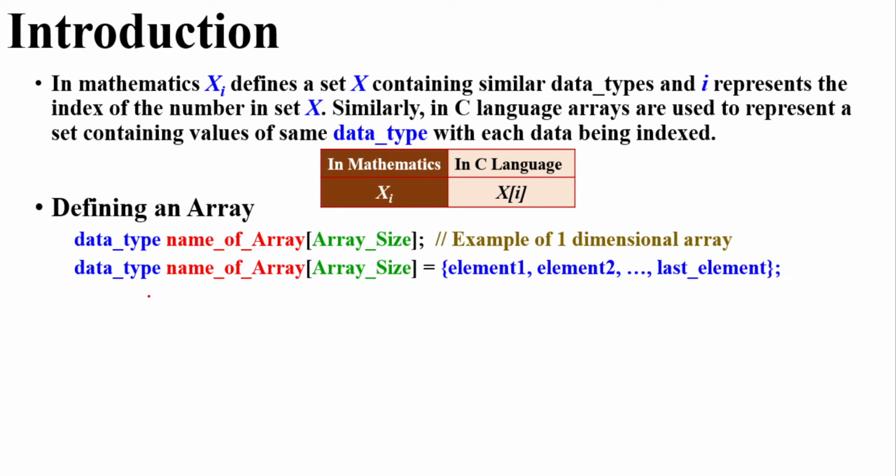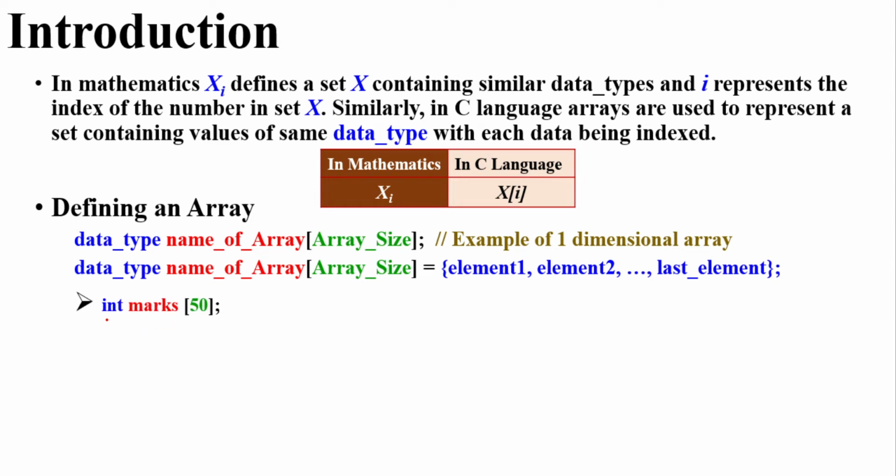Another way to initialize the array is to use the data type, then provide the name of the array, in square brackets provide the size of the array, and in curly braces we have to specify the elements that we want to enter into this array. This is how we generally define and initialize arrays.